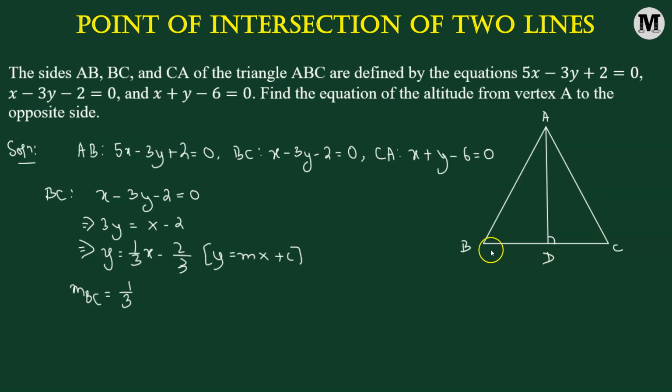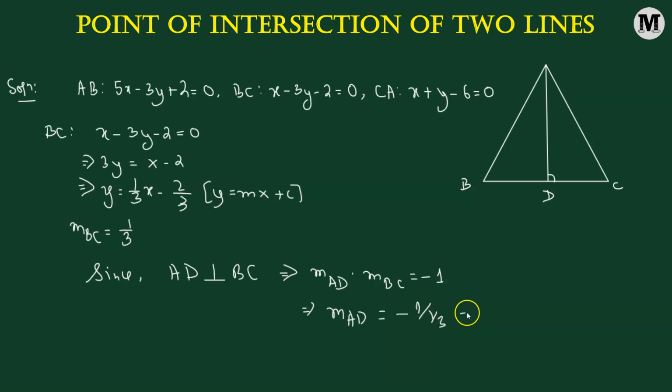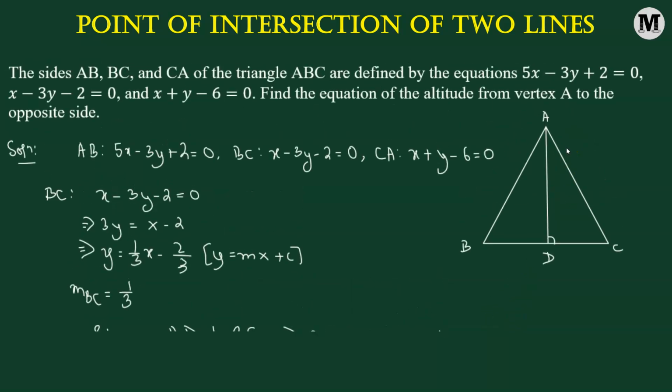So we have now obtained the slope of BC, and since the line AD is the altitude on BC, we can say that AD is perpendicular to BC. This implies that the slope of the line AD times the slope of the line BC equals -1. Since we have the slope of BC, we can find the slope of AD, which comes out to be -1 over 1/3, or in other words, -3. That's going to be the slope of the line AD. Okay, now we have the slope of the line AD. We got it as -3.